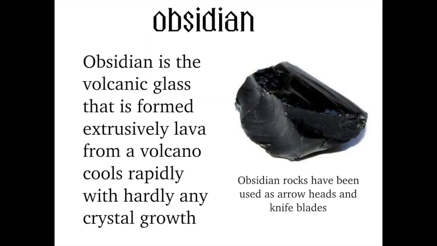Obsidian. We've already talked about obsidian as well as pumice. Obsidian is referred to as volcanic glass. It is extrusive. We know that there are no crystals in it, so it cools very quickly.